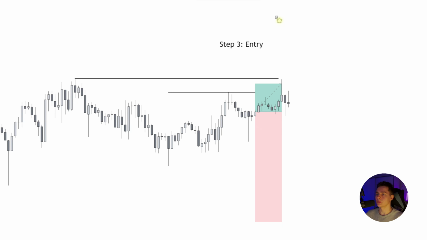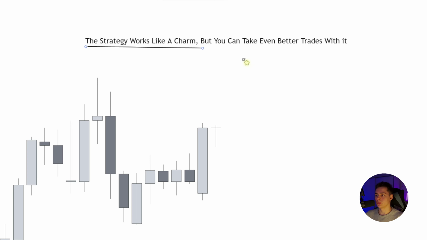There's more to the strategy that will bring you way farther. Now look, the strategy works like a charm, but you can even take it a step further and make the strategy even better. The way to do that is by identifying already established movement onto the chart.